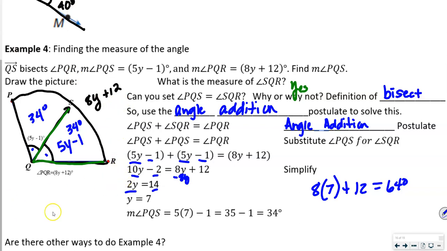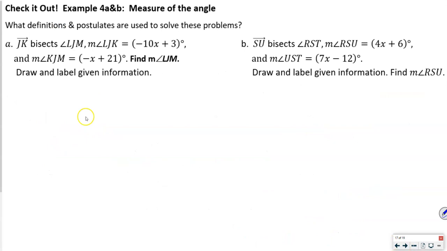So it says, are there other ways to do example 4? What do you guys think? Sure, you could have done 2 times this, right? You could have done 2 times 5y minus 1 is equal to the 8y plus 12. It's essentially the same, right? Only you see that these two angles are the same, so I could have just started the problem that way. Great.